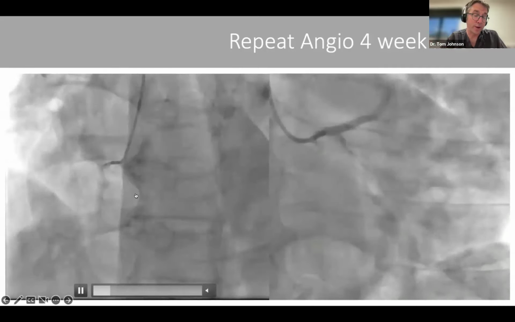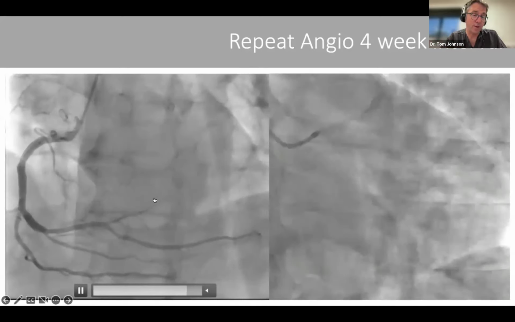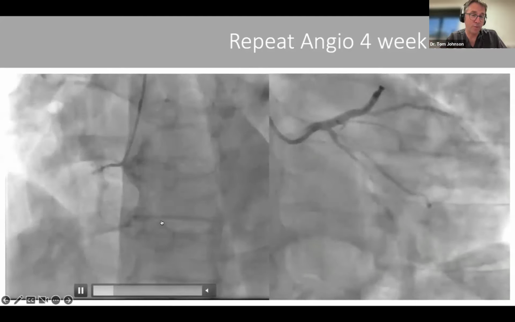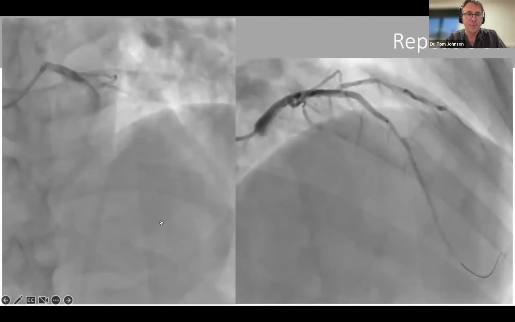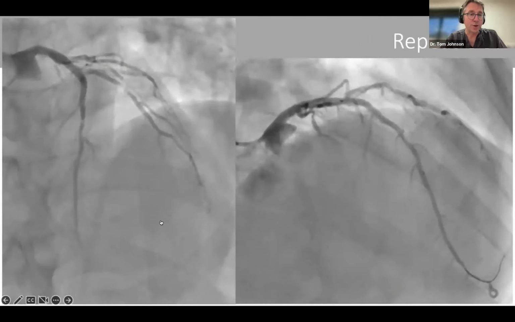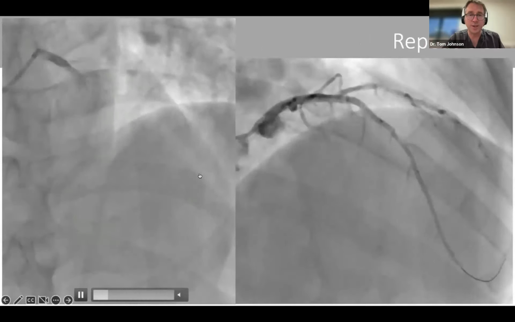The right coronary, if anything, looks slightly better in this convalescent angiogram compared to the index procedure. And this is how the left system looked angiographically. And so I'll just finish by showing you the OCT on the Abbott system.